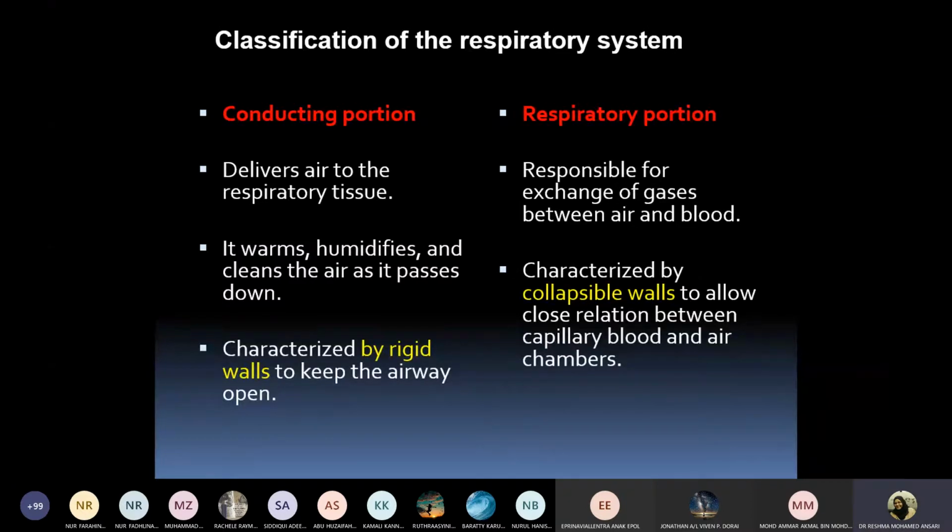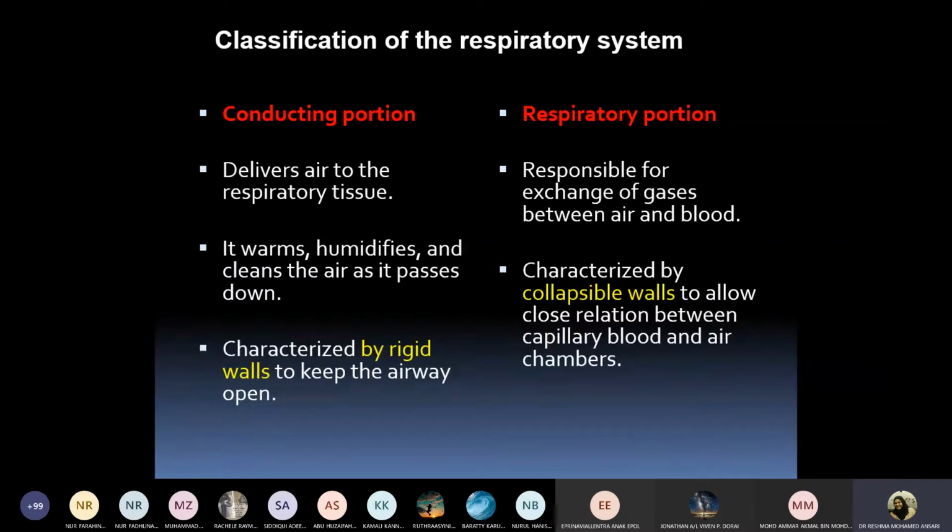So coming to the respiratory portion, this is responsible for exchange of gases between air and blood. So the contact area between air and blood should be very thin. That's why we have collapsible walls in the respiratory portion, because we need to maximize the contact between the blood capillary, which has carbon dioxide, and the air, which has oxygen, and gaseous exchange takes place. Am I clear? Yes, doctor. Okay, so I'm continuing.